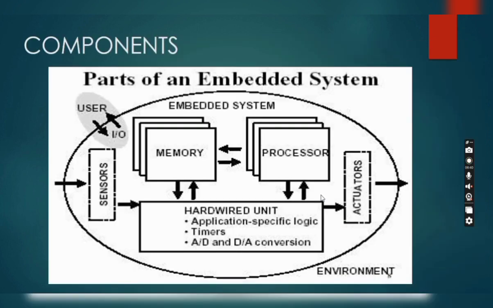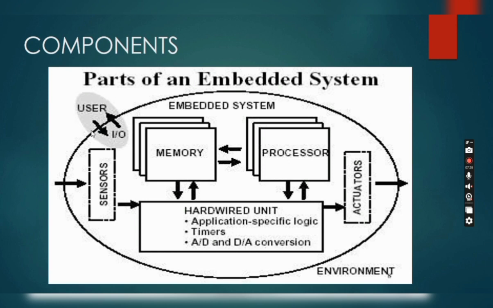Now we will see the components of the embedded system. So first is the microprocessor or microcontroller. This is the central processing unit of the embedded system, which is responsible for executing the instructions and controlling the operation of the entire system. Then another is the memory, which requires various types of memory to store program instructions, data and temporary variables. Memory includes RAM and ROM.